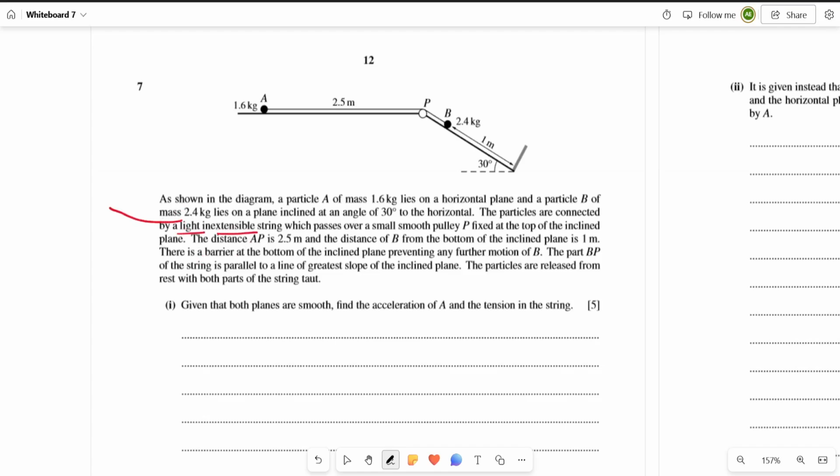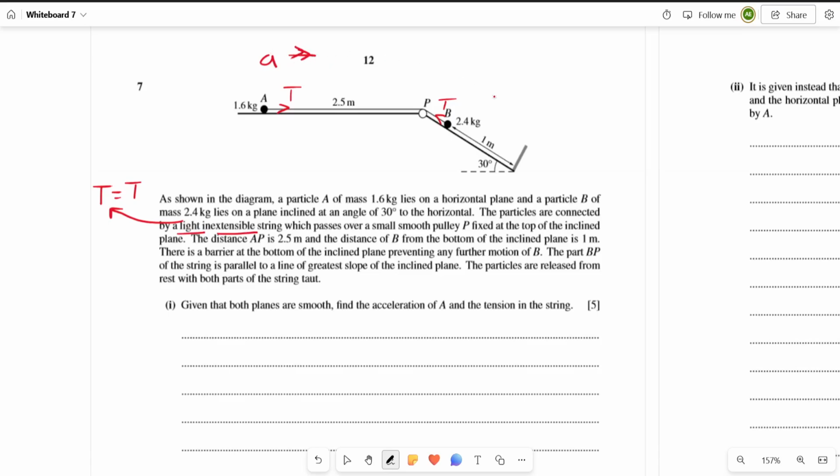The word light is a super important keyword that tells me that the tensions at both sides of the string, so we have two objects here, yeah? A is going to be experiencing tension that way, B is going to be experiencing tension that way. The word light tells me that the tension that A is going to experience is the same as the tension that B is going to experience. And likewise, inextensible tells me that the acceleration on both sides of the string are also equal.